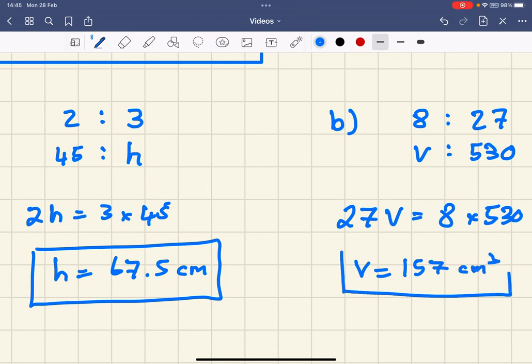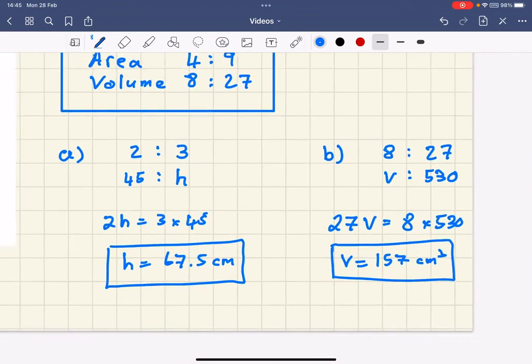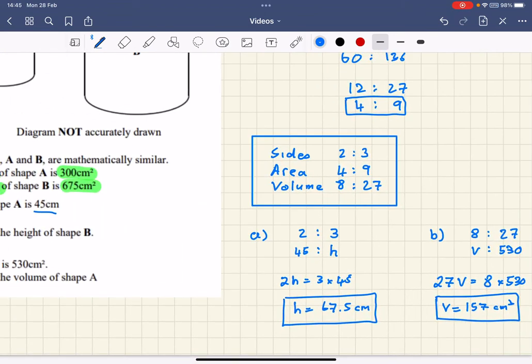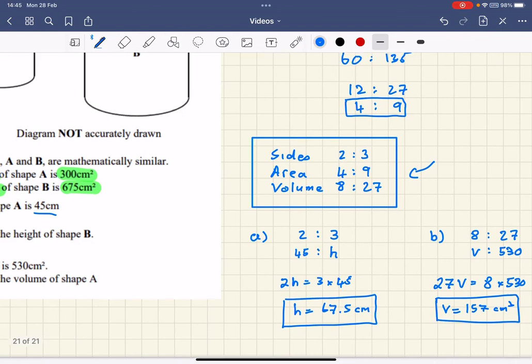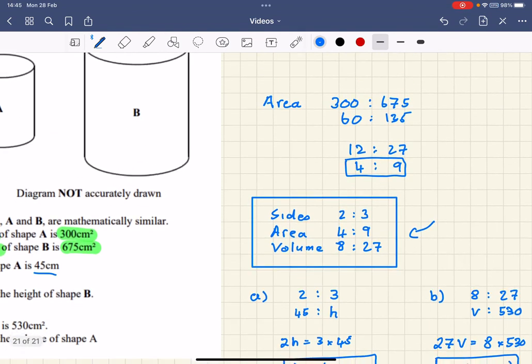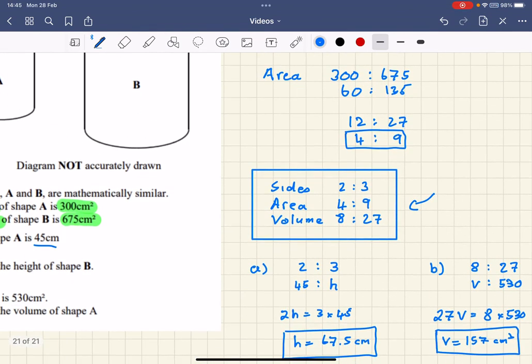And there's my volume. So all of that will start from getting this ratio table right here, which I got from using the area and then square rooting and cubing for the volume.